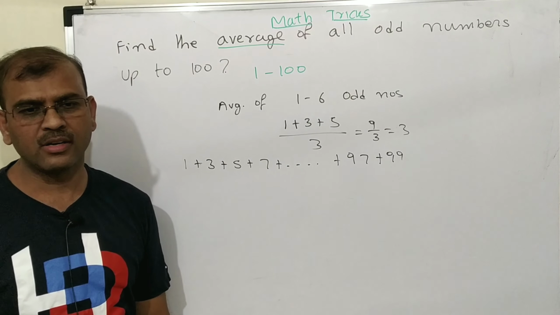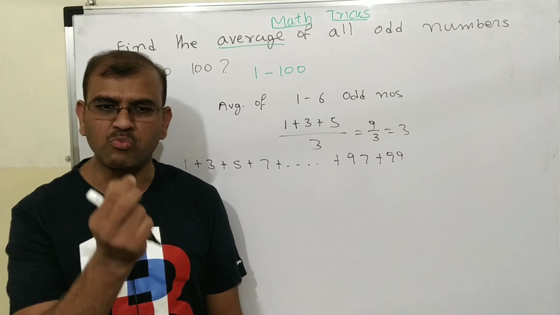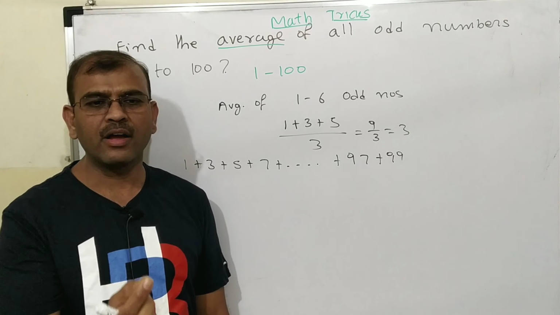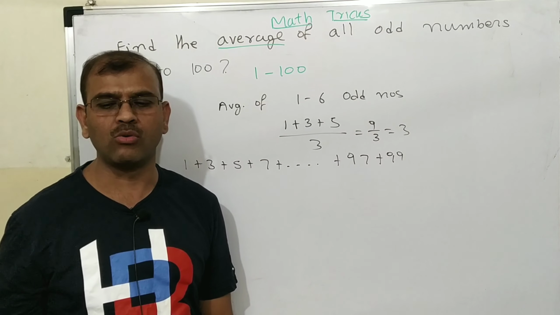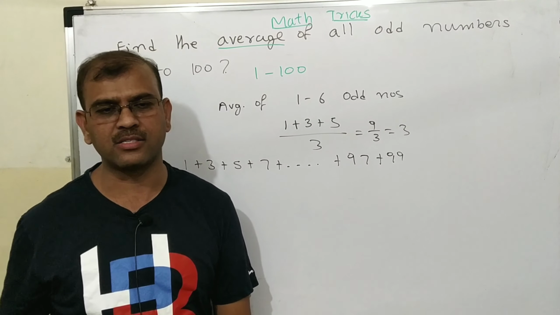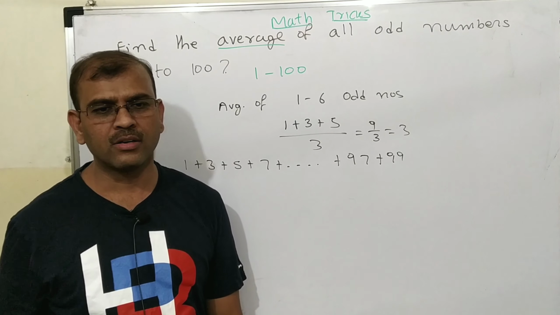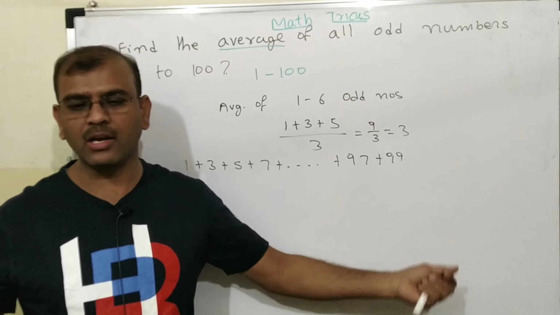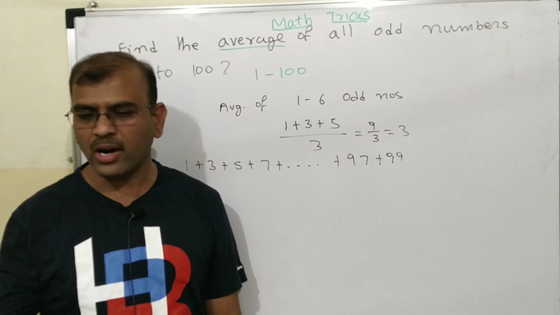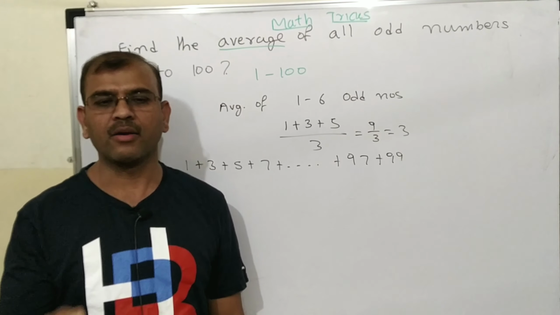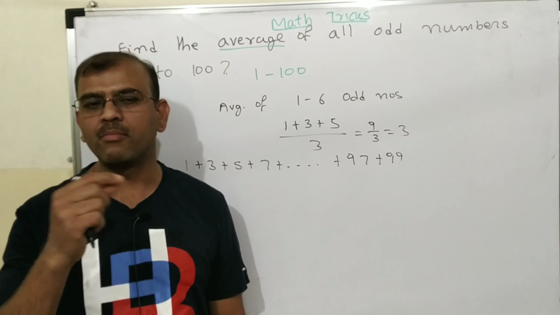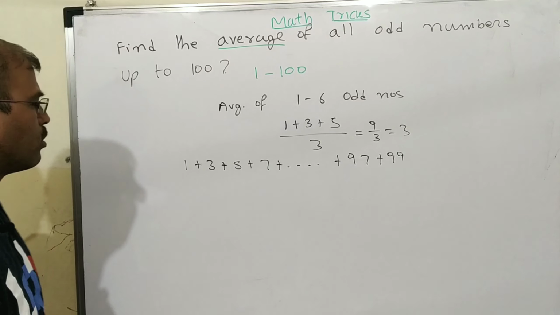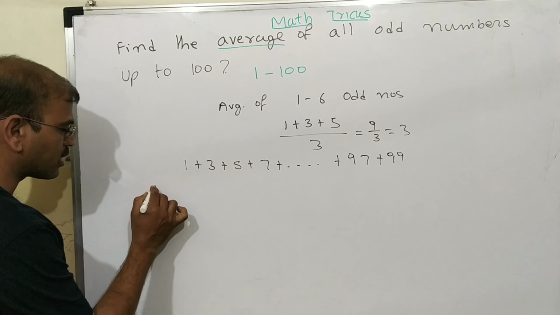This is the process we follow whenever we are solving for odd numbers between particular numbers. So I am going to teach one small trick. With this trick, you will be able to find the solution within 15 seconds. Otherwise we have to add all these numbers and divide, and it will take a lot of time.